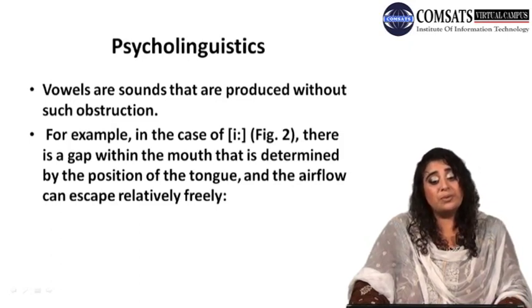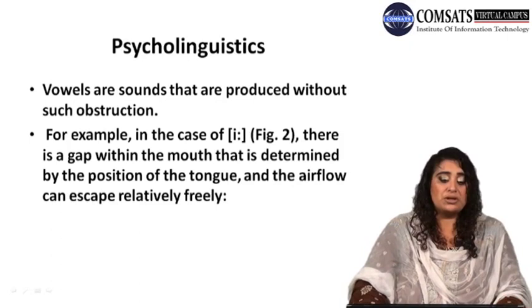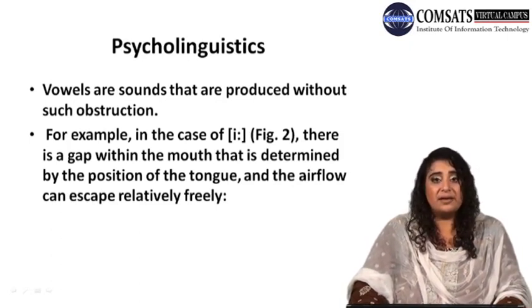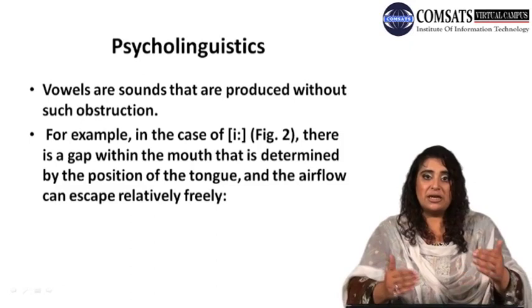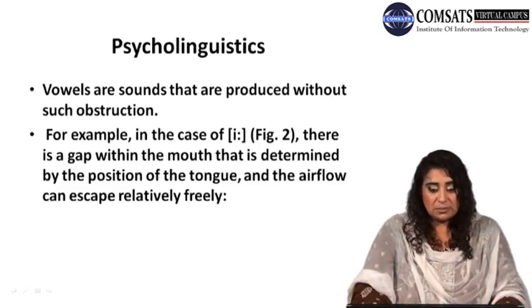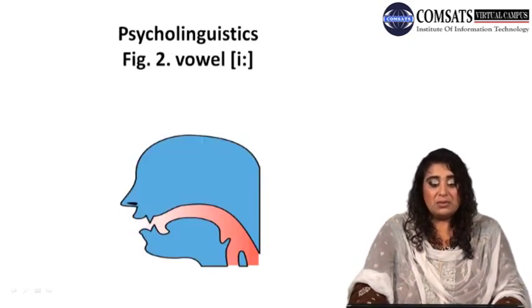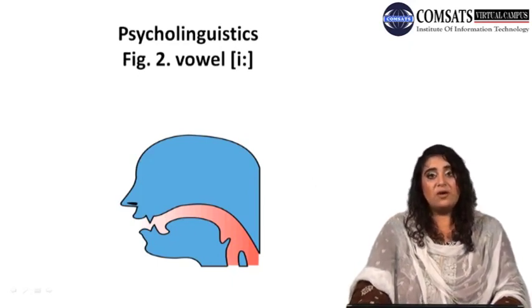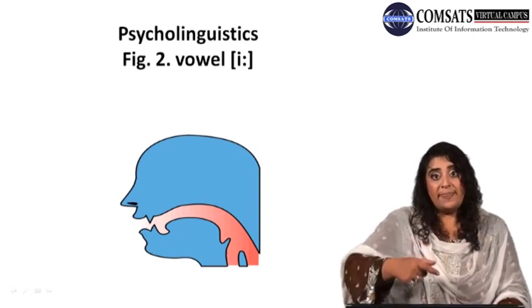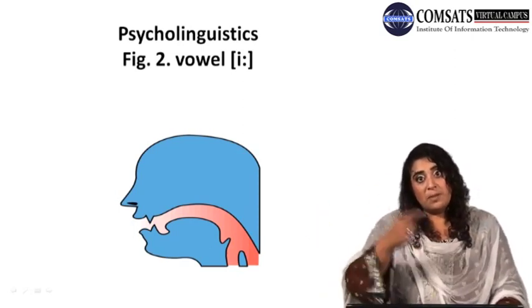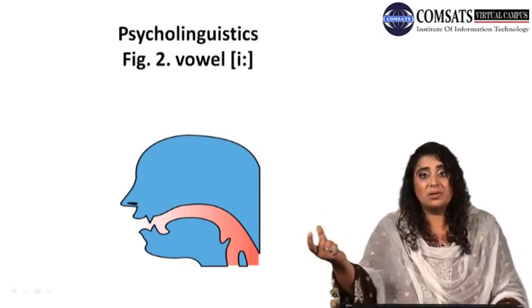Vowels are sounds that are produced without any obstruction. For example, in the case of I, we don't have to touch the tongue anywhere to make that sound. There is a gap within the mouth that is determined by the position of the tongue, and the airflow can escape relatively freely. Once again, in this there is no obstruction. The airflow comes from below and moves out of the mouth completely freely, and we can make that sound.